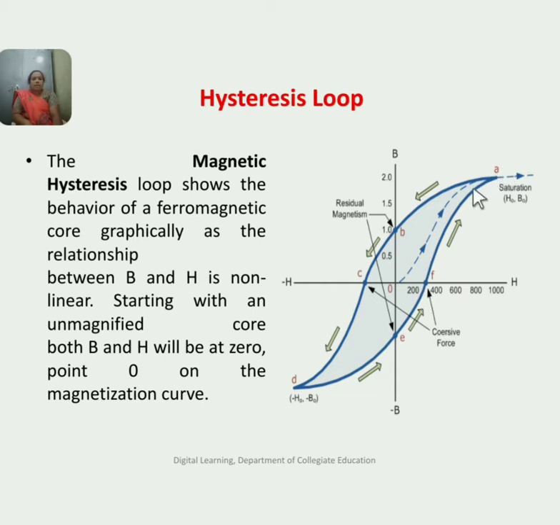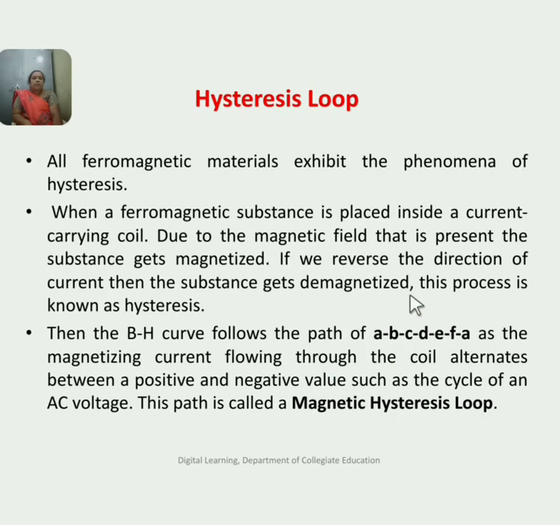As the magnetizing current flowing through the coil alternates between positive and negative values, such as the cycle of an AC voltage, this path A, B, C, D, E, F, A is called the magnetic hysteresis loop. So, in a hysteresis loop, magnetization and demagnetization take place under the magnetizing field.